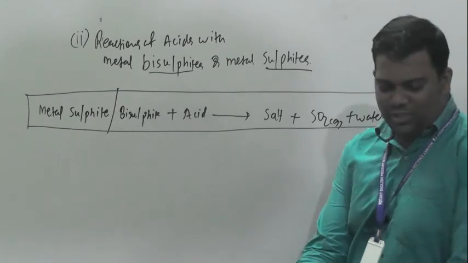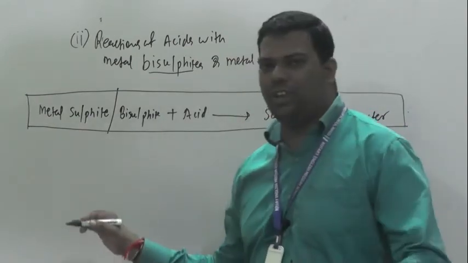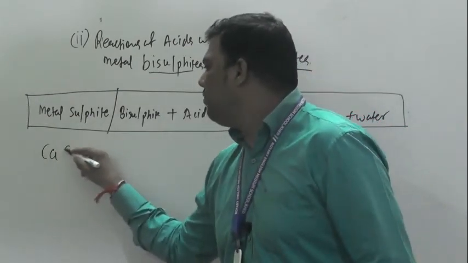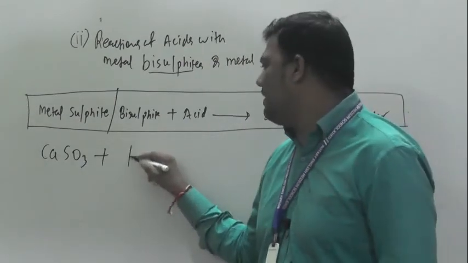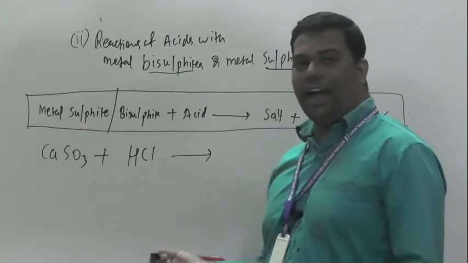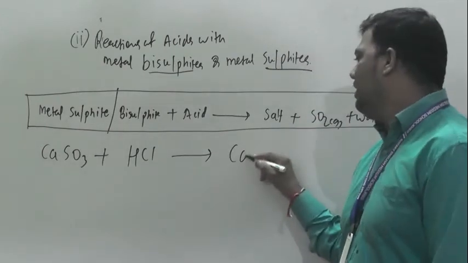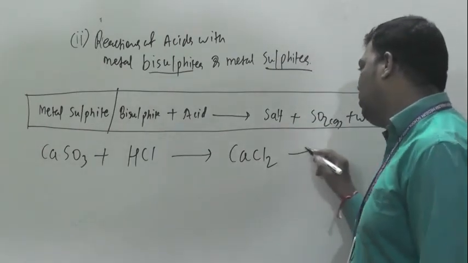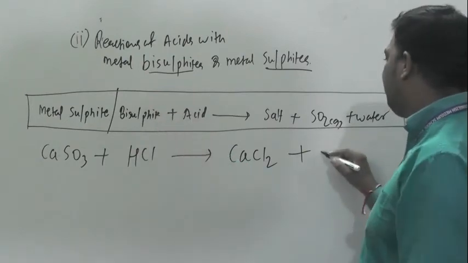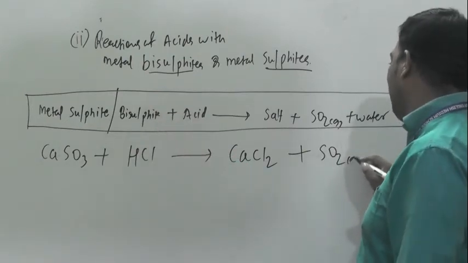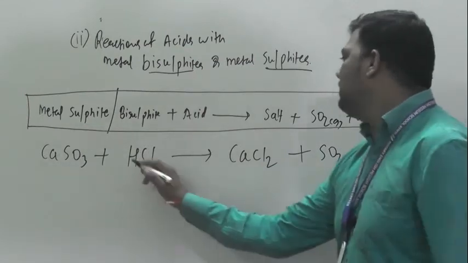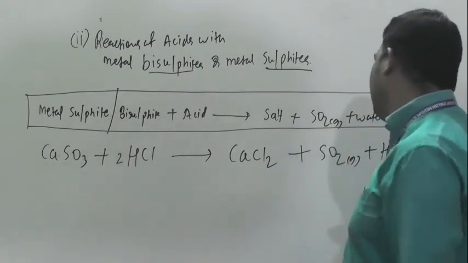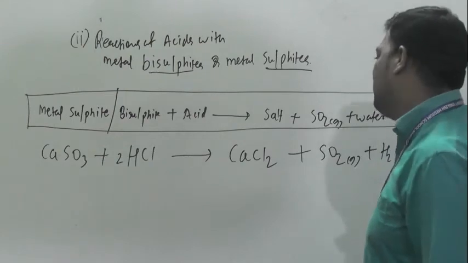Suppose you consider one example, calcium sulfite. Calcium sulfite plus acid, if you take HCl, which salt will you get? CaCl2 plus SO2 gas will be released plus H2O. For balancing, take 2. Yes, our reaction is balanced.